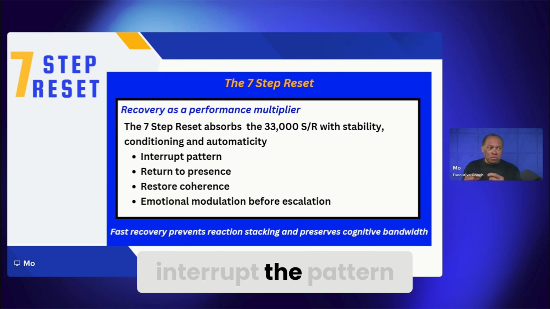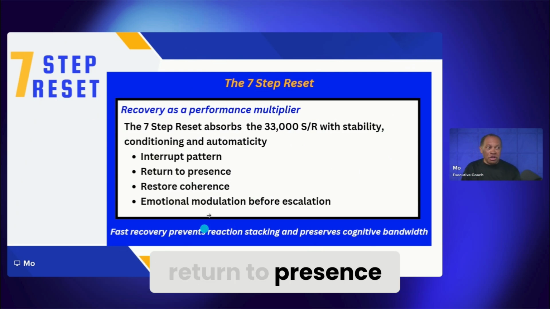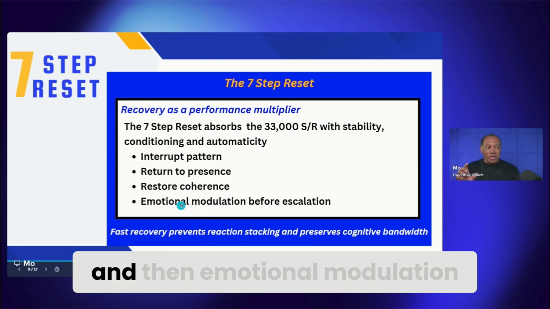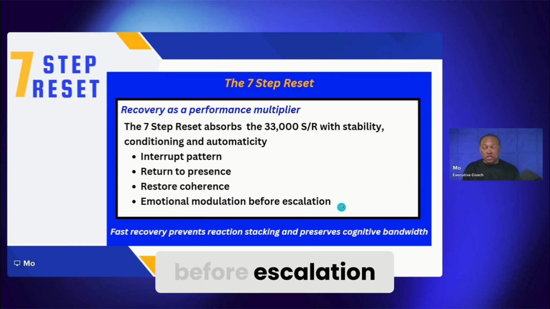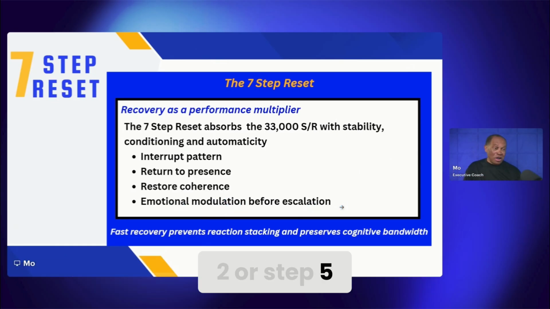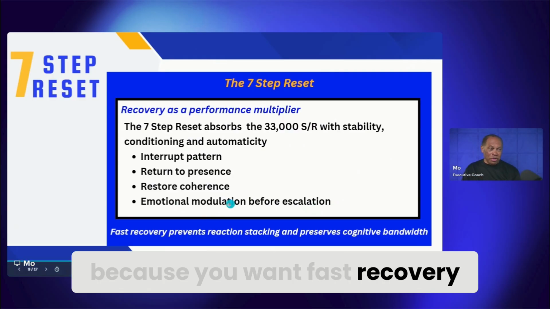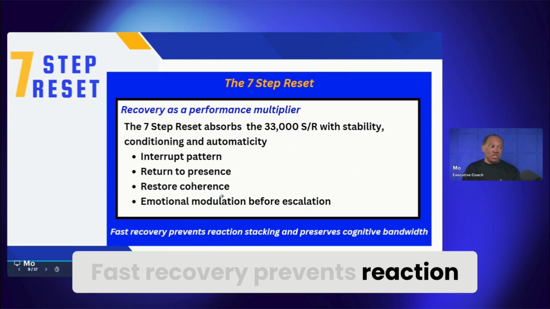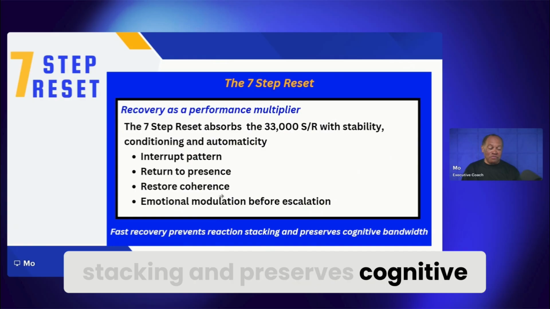So you want to interrupt the pattern, return to presence, restore coherence, and then emotional modulation before escalation. So that could be happening at step 2 or step 5, because you want fast recovery. Fast recovery prevents reaction stacking and preserves cognitive bandwidth.